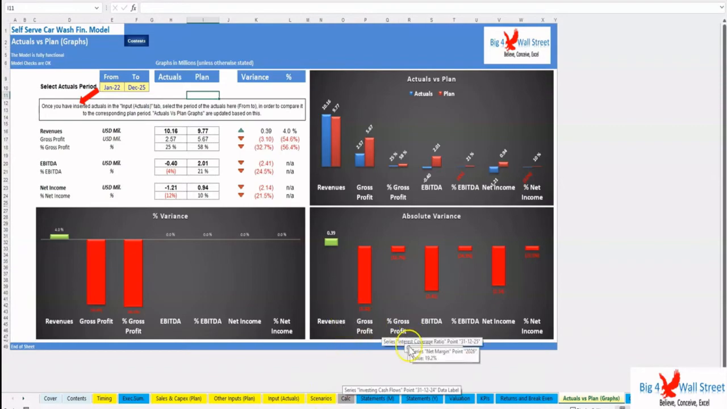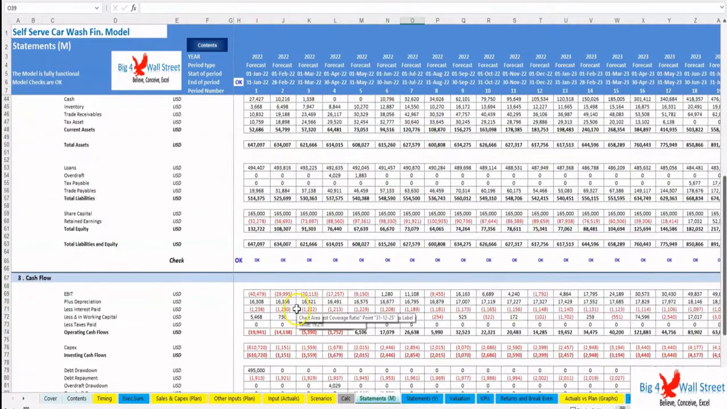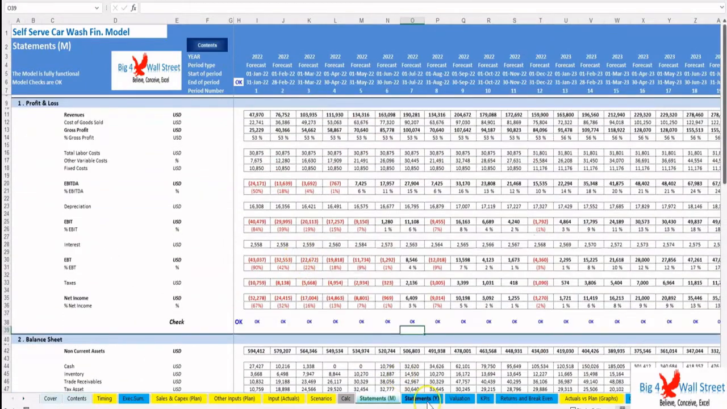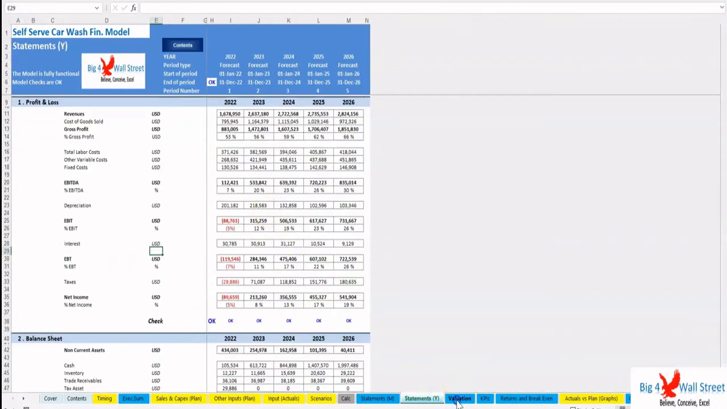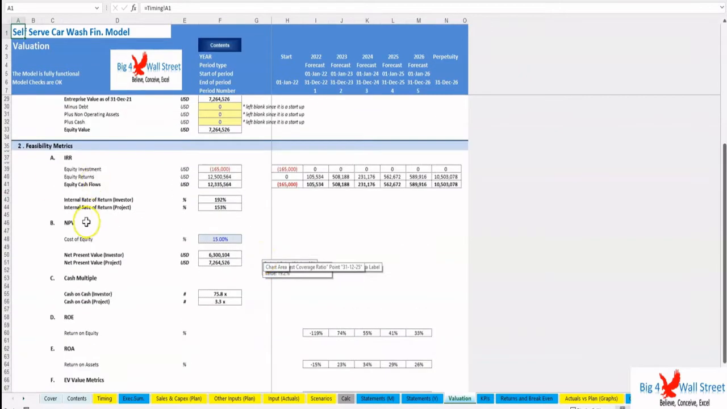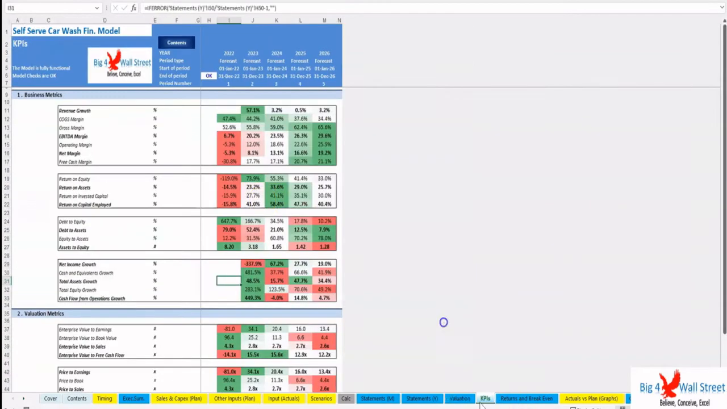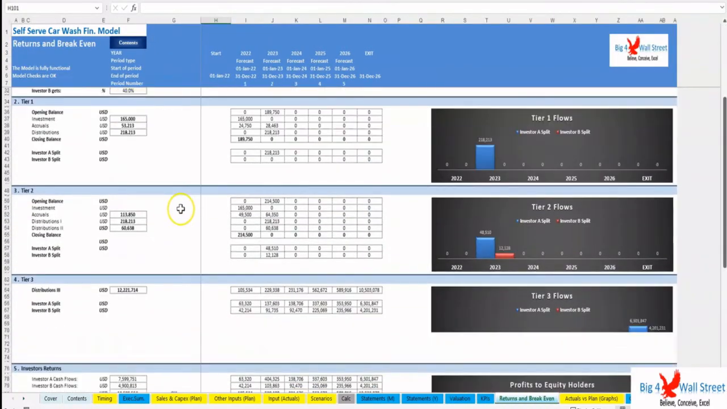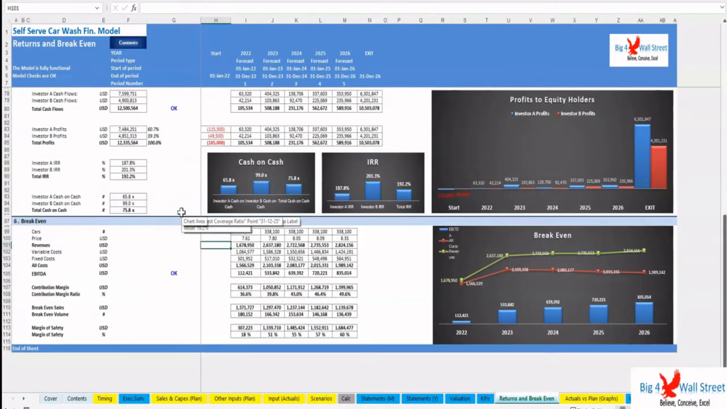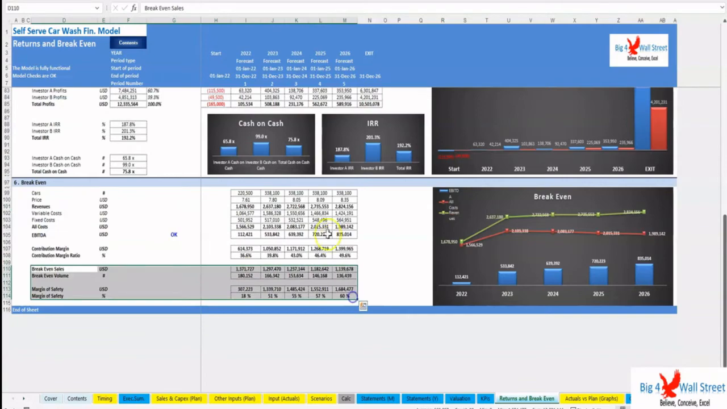The resulting tabs are the 3 financial statements such as the profit and loss, balance sheet and cash flow on a monthly and yearly basis. The valuation of the business and its feasibility metrics, such as net present value, internal rate of return and cash-on-cash multiple, various KPIs and ratios, investor returns, where the user can set the hurdle rates and distribution split between equity investors, and break-even analysis, break-even sales, break-even volume and margin of safety.